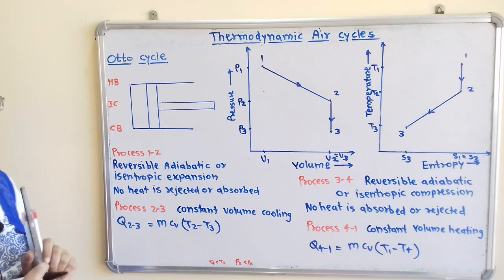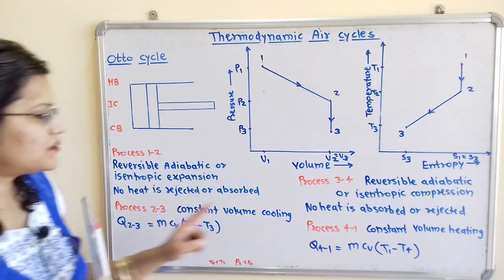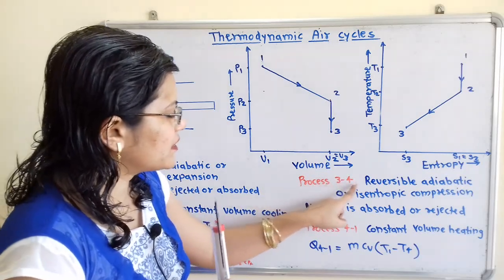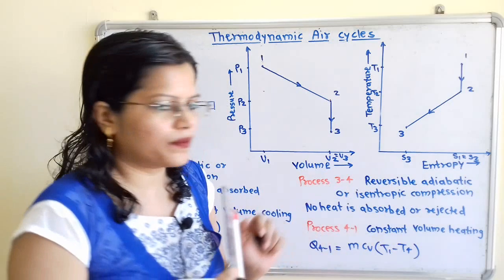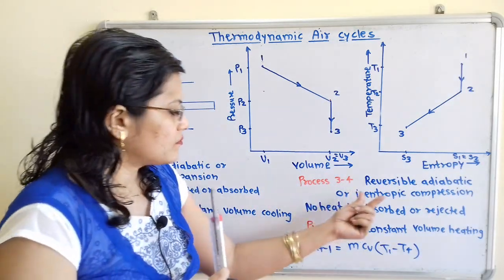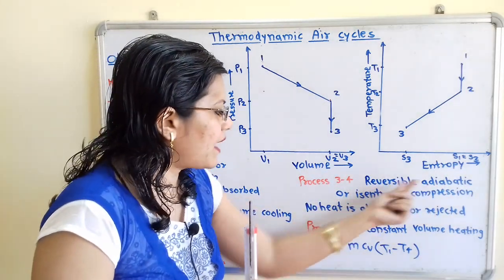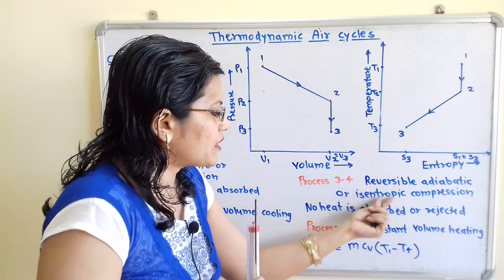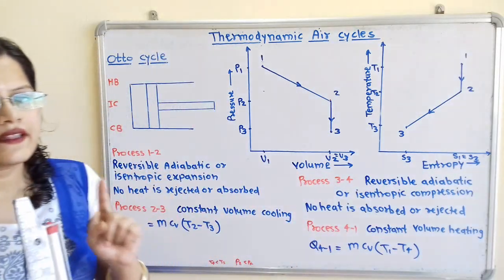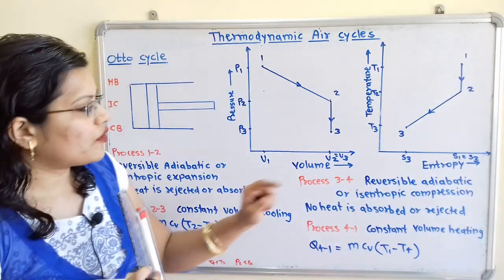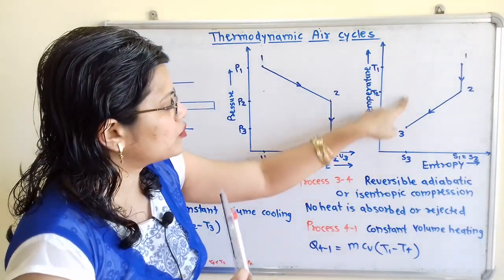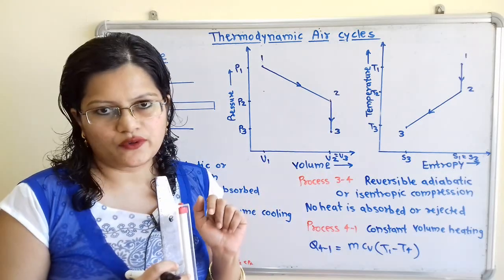Now we will move to the next process. So the next process, that is process 3 to 4, reversible adiabatic or isentropic compression. Here reversible adiabatic, or isentropic, means entropy remains constant and the compression process is taking place. So for the process 3 to 4 we have to show constant entropy.